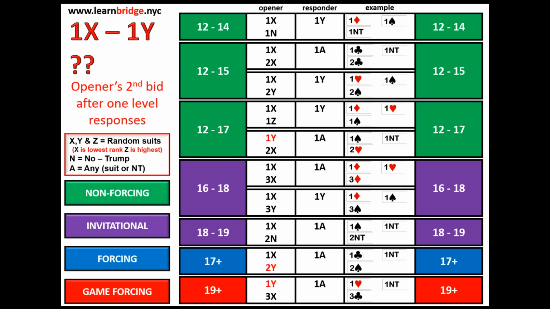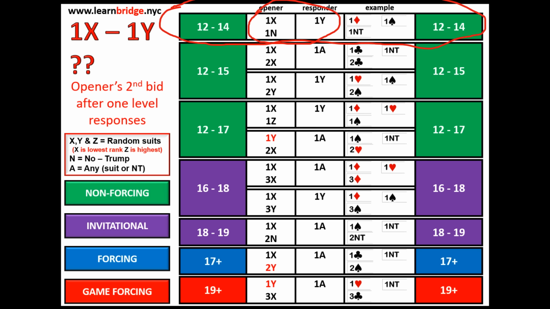So if we take a look at just this top screen here, at the very top part we see 12 to 14, and then I've put a generic auction right here, which means the opener has opened one of a suit. X, Y, and Z are essentially suits, and no trump is N. So here we have the opener opening one of a suit and the responder bidding one of a different suit. And now opener's bidding one no trump.